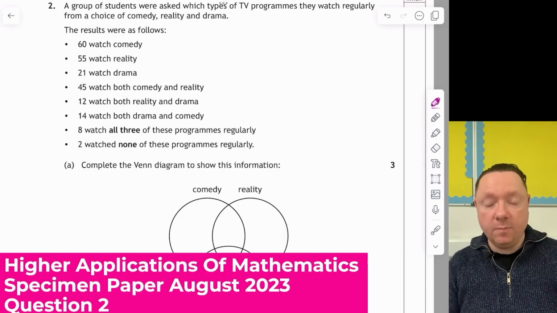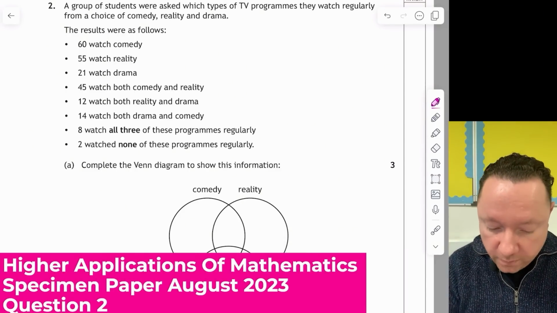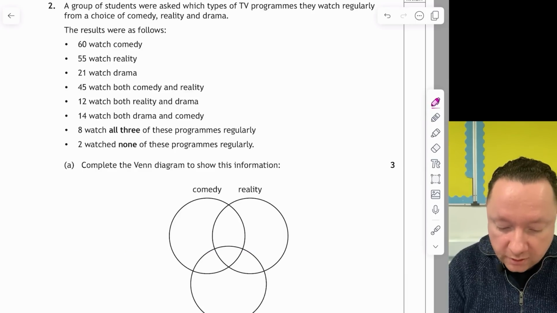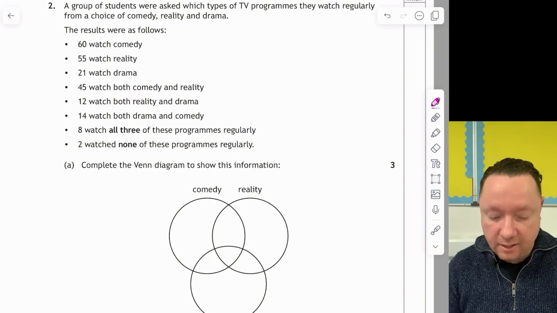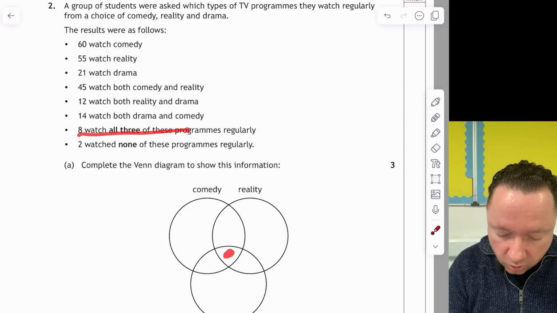We have Application of Maths specimen paper from August 2023. Question 2. A group of students were asked the different types of TV shows they regularly watch. I have comedy, reality and drama, and we've got all this information, and we have to complete a Venn diagram. So to complete a Venn diagram, you always start from the middle and work your way out. So we want all 3 in here. So 8 watched all 3.